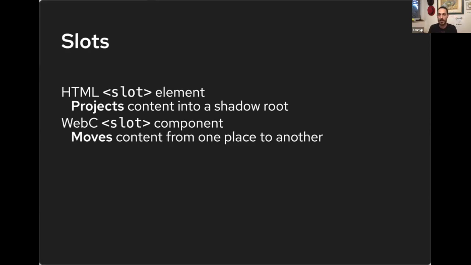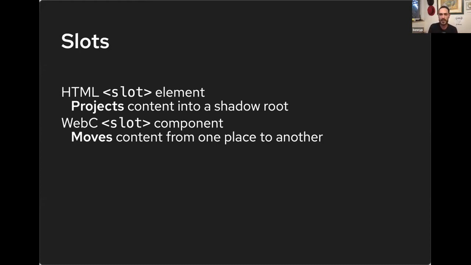So let's say you had a card element. You could say, well, this has a header slot, a body slot, and a footer slot. And then your users could say, my card, H3 slot header, a paragraph of text, and then my button slot footer. Those would all project into the right places in the shadow DOM. But crucially, those elements would stay where they are on the page, right? They wouldn't be removed as children of your element. They would just appear to be in those slots where the author of the web component specified.